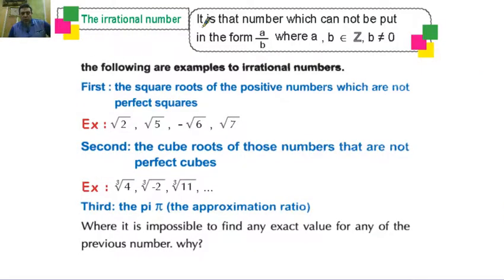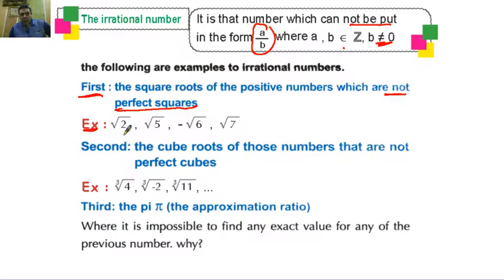An irrational number is a number which can't be put in the form a over b, where a and b belong to Z and b is not equal to 0. This is the first definition. The second definition: the square root of a positive number which is not a perfect square.